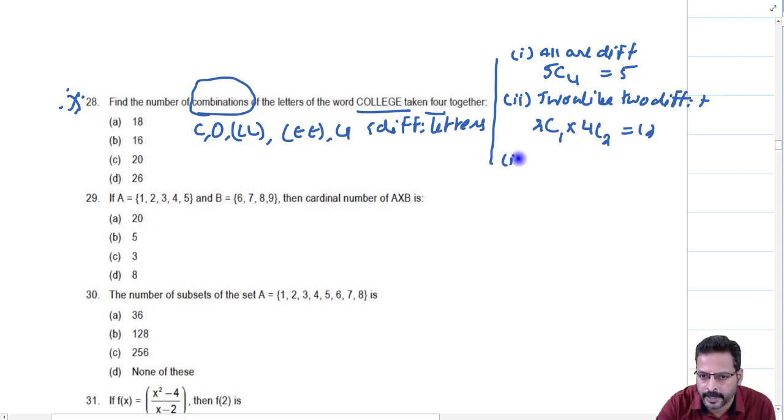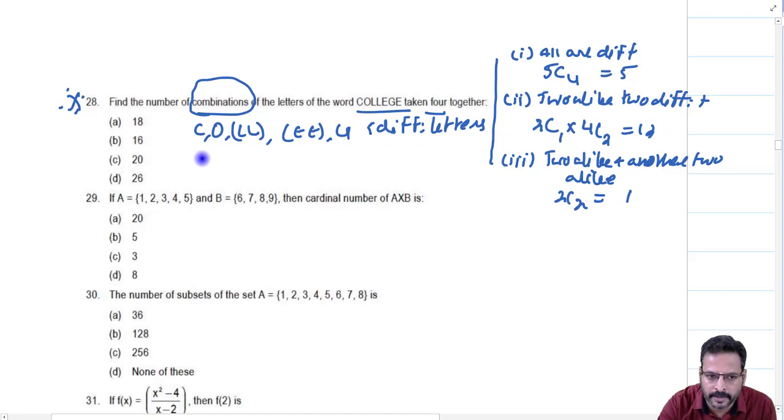Then third scenario will be 2 alike and another 2 also alike. We are selecting 2 from these 2, which can be done in 2C2 ways. That means 1. So total 5 plus 12 plus 1 is equal to 18.